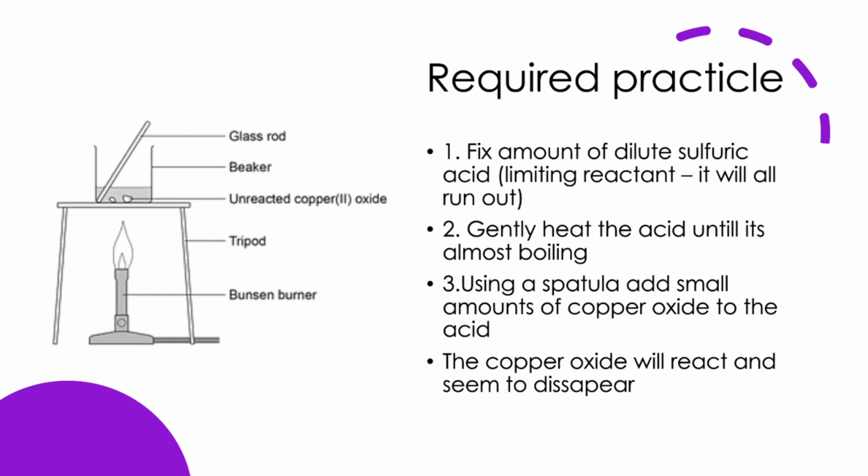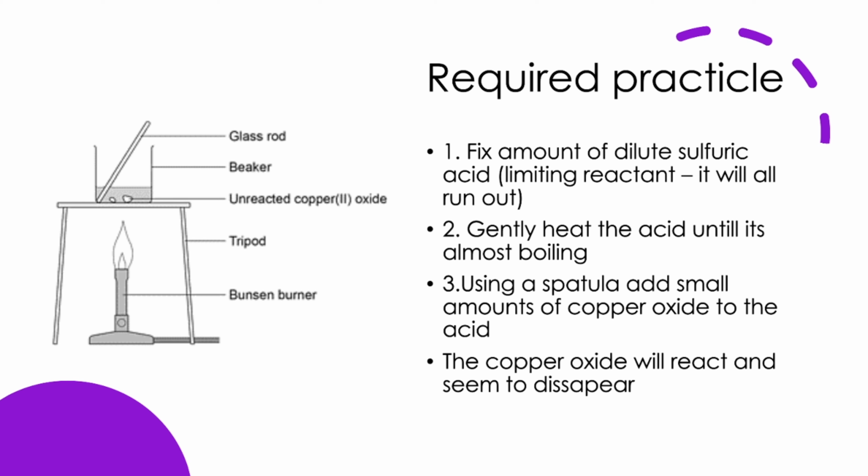So the required practical of making soluble salts. So first step, you need to have a fixed amount of dilute sulfuric acid, and this is the limiting reactant as it will all run out. Gently heat the solution and the acid until it's almost boiling, but not until it's boiling, as this will be dangerous.